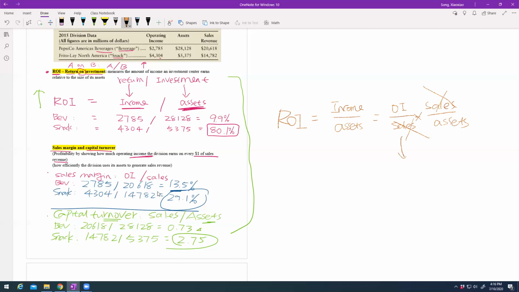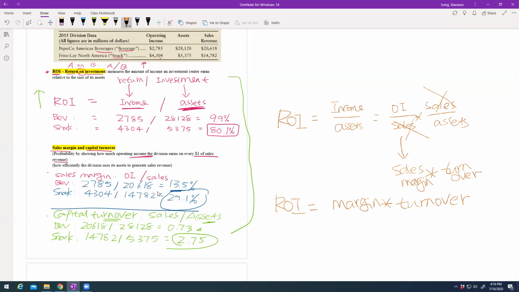But operating income divided by sales gives you the sales margin, and the second part gives you the capital turnover. So what does that mean? Basically, your ROI equals sales margin times capital turnover. So whenever the question gives you any two of the variables and asks you to calculate the third one, you should be able to get it.